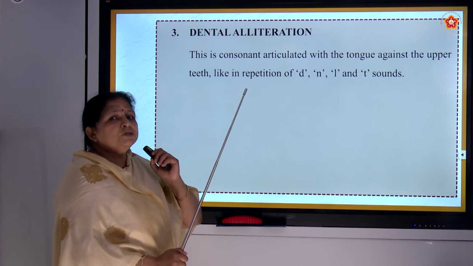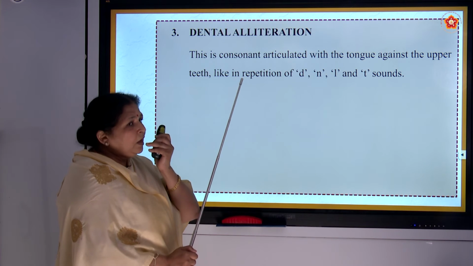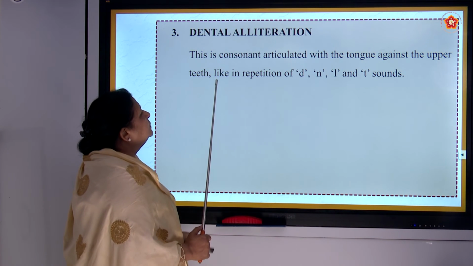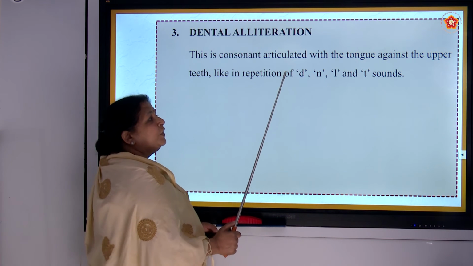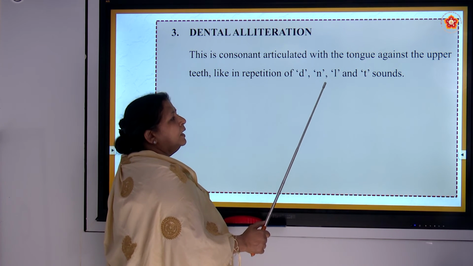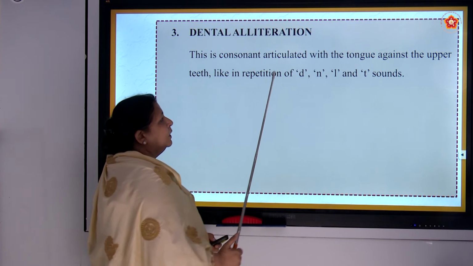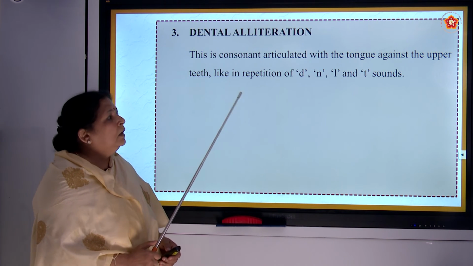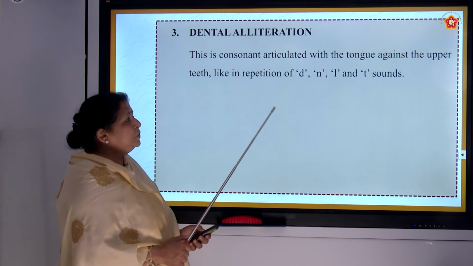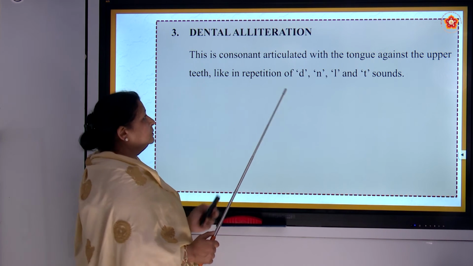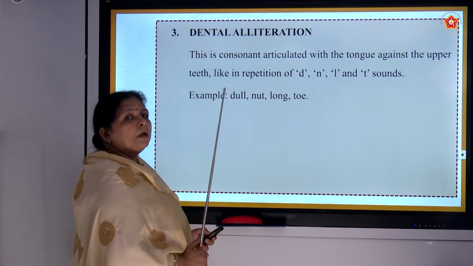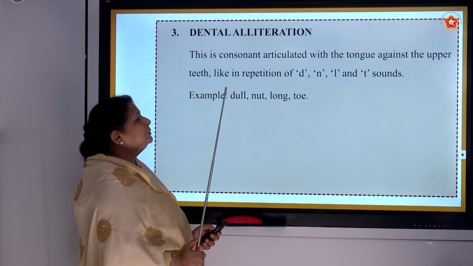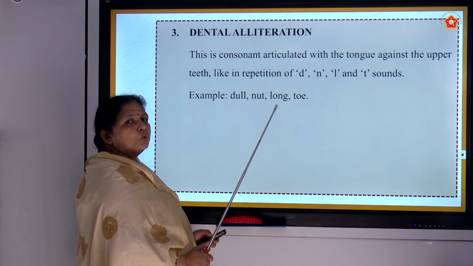Okay, so whenever you say this, repeat this, it will be dashing your upper teeth from inside. Like in repetition of D, N, L and T. Repeat it, D, N, L and T. It is touching your upper teeth. Yes, example: dull, nut, null, nut, then long, toe.